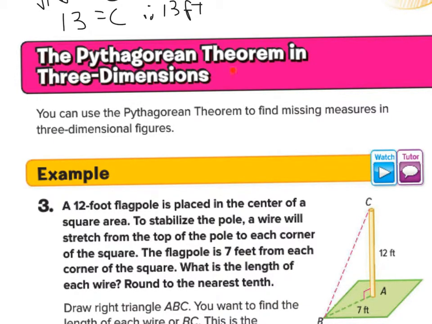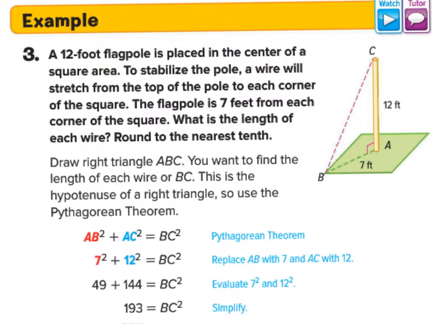Okay, the Pythagorean theorem in 3 dimensions. We can use the Pythagorean theorem to find missing measures in 3-dimensional figures. And here we have our first 3-dimensional figure, where we have essentially a pole right in the middle of this square, and we know that we have a 90-degree angle there, and we can measure the top to the bottom. This could be like a volleyball net pole, and this could be the rope, the length of the rope that we need to hold it up.